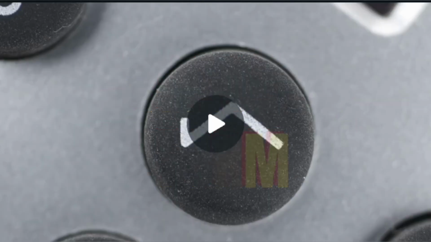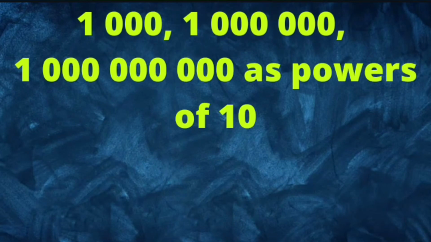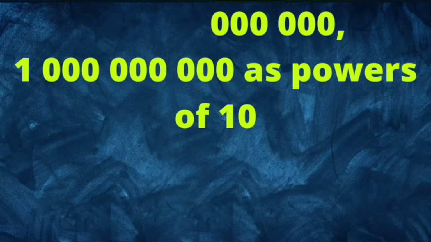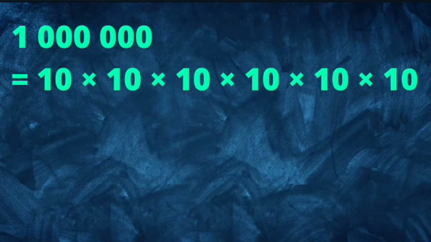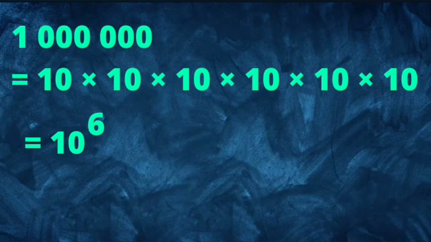It is easy to express numbers like 1,000, 1 million, 1 billion as powers of 10. For example, 1 million is equal to 10 times 10 times 10 times 10 times 10 times 10. We multiplied 10 6 times because we have 6 zeros in 1 million. And the short form of writing 10 times 10 times 10 times 10 times 10 times 10 is 10 raised to power 6. So 1 million can be expressed as 10 raised to power 6.